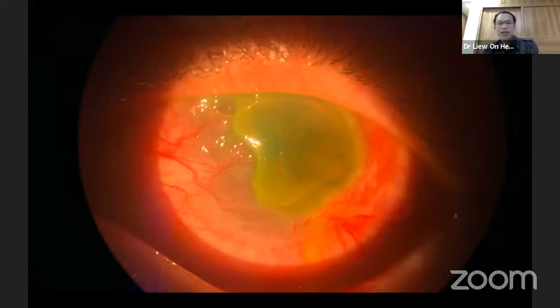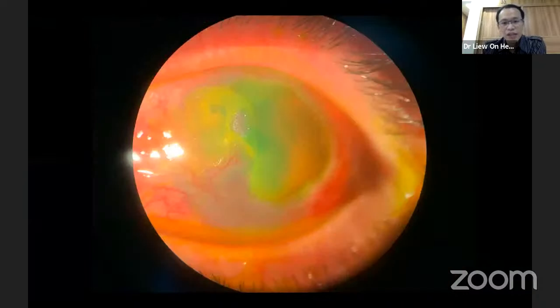This is one of my cases, a severe PUK not responsive to systemic steroid treatment, with severe thinning over the 10 o'clock periphery region. And I did the glue for him to prevent perforation, because usually this kind of case will perforate after another 1 or 2 weeks.